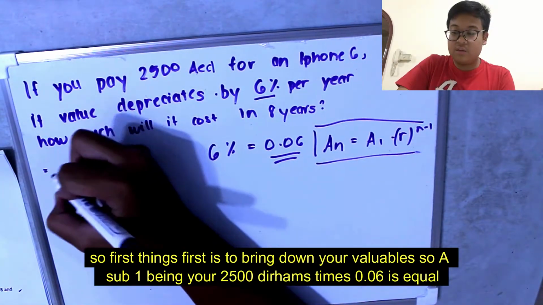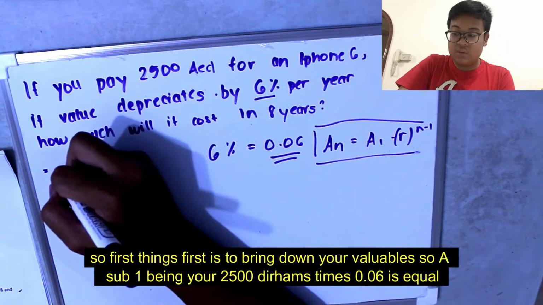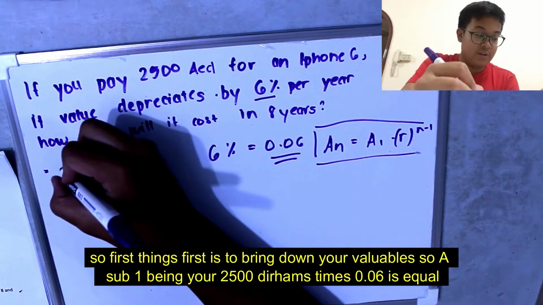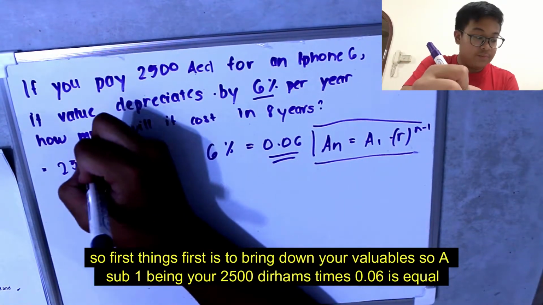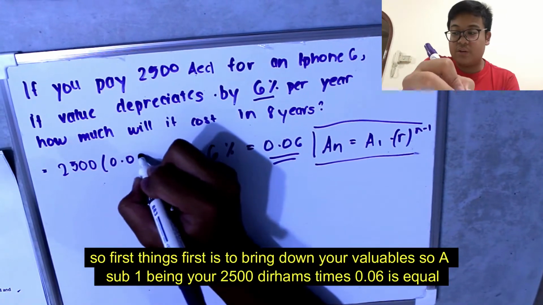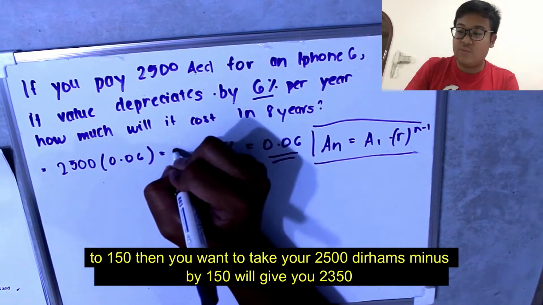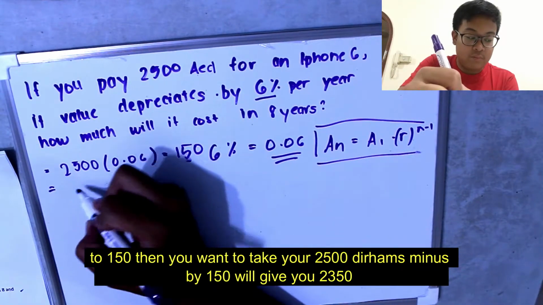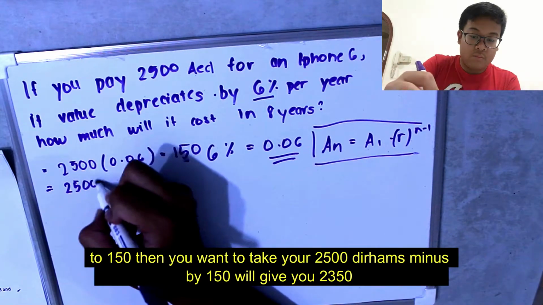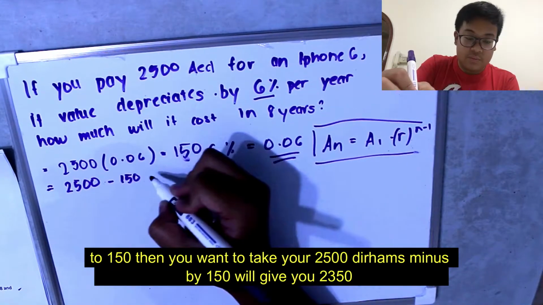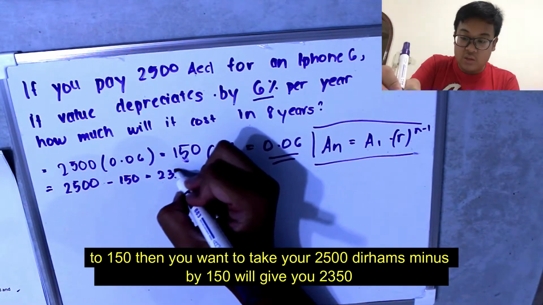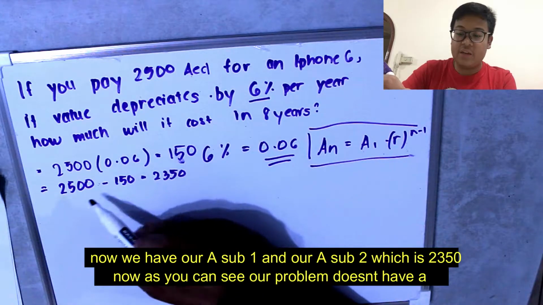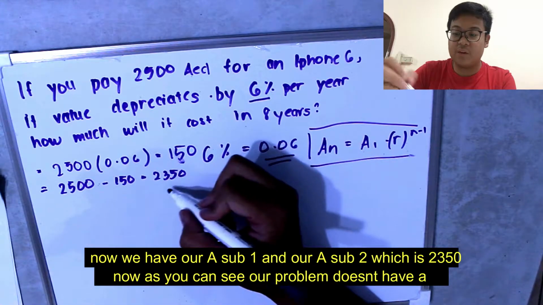Now let's start. First things first, you bring down your variables. So A sub 1 being your 2,500 dirhams times 0.06 is equal to 150. Then you want to take your 2,500 dirhams minus 150, which will give you 2,350. This will be our A sub 2.